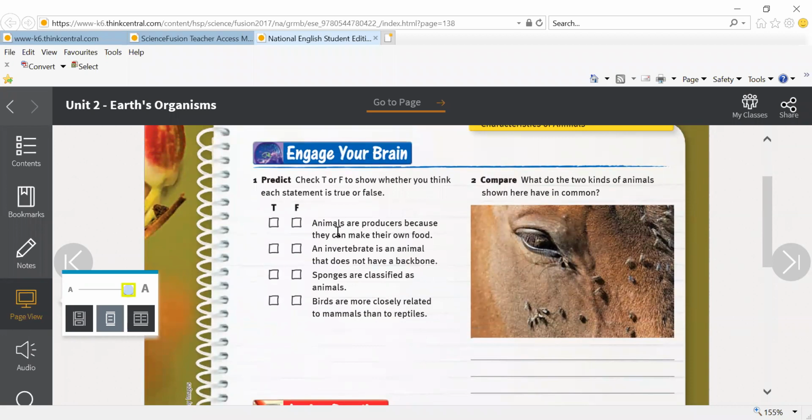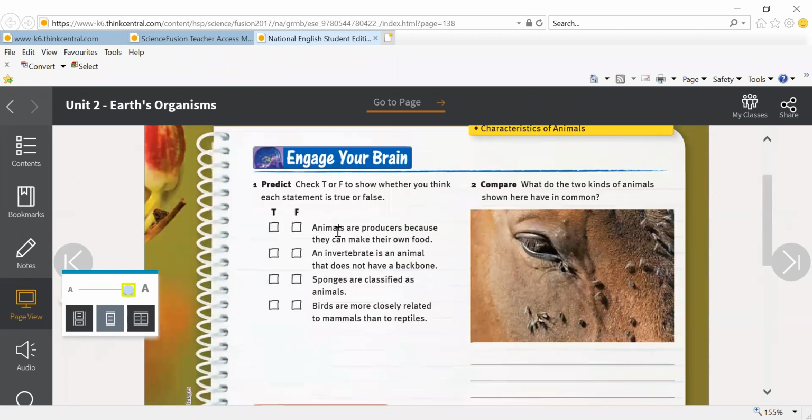First one, animals are producers, that is page number 139. Animals are producers because they can make their own food. True or false?